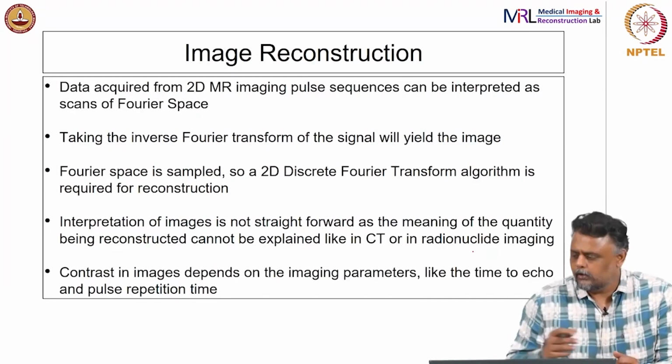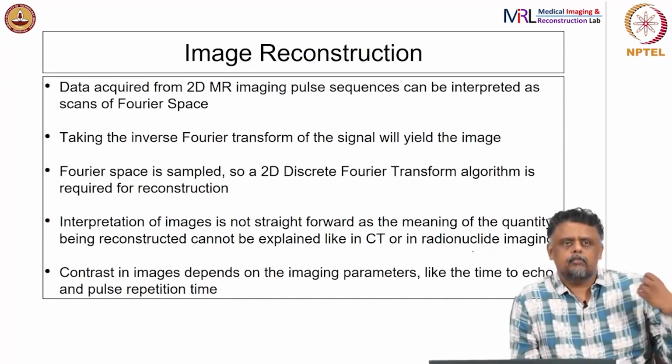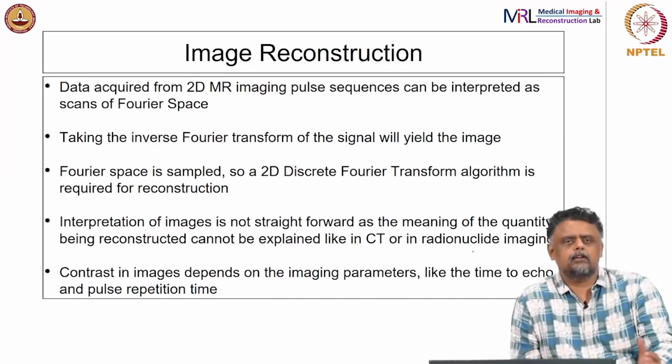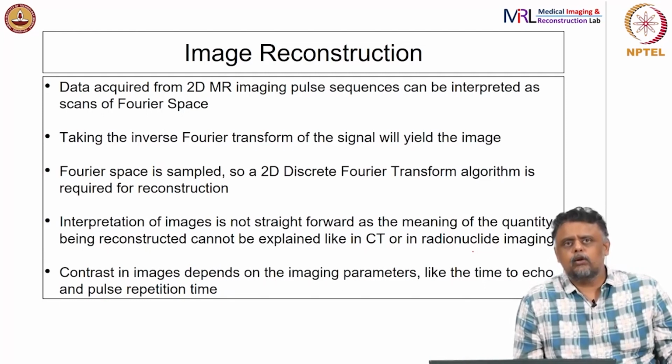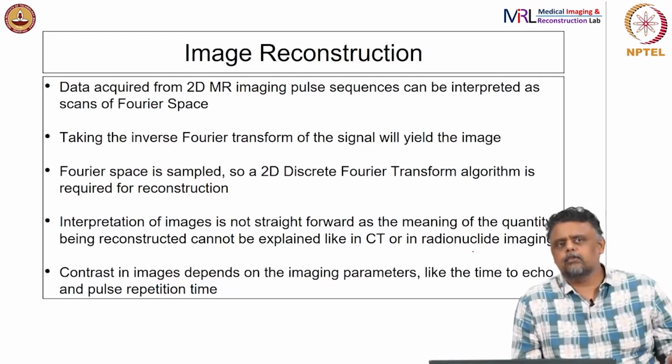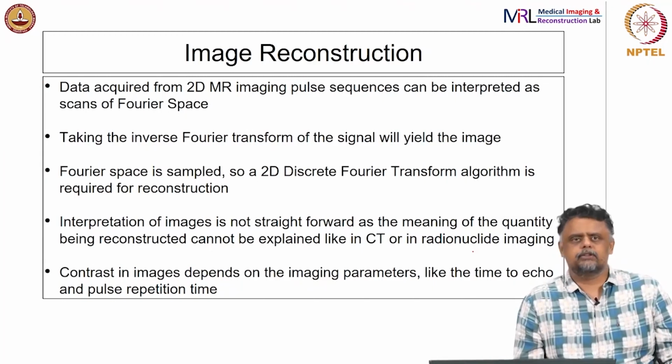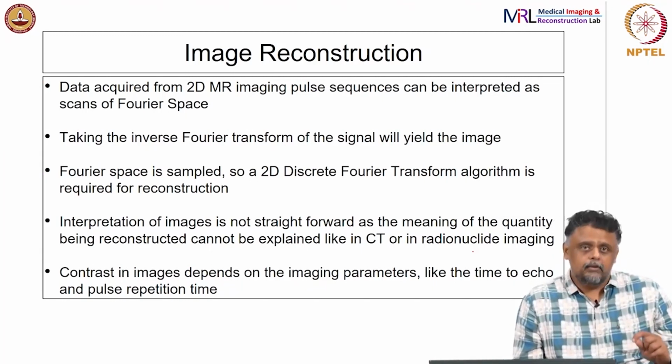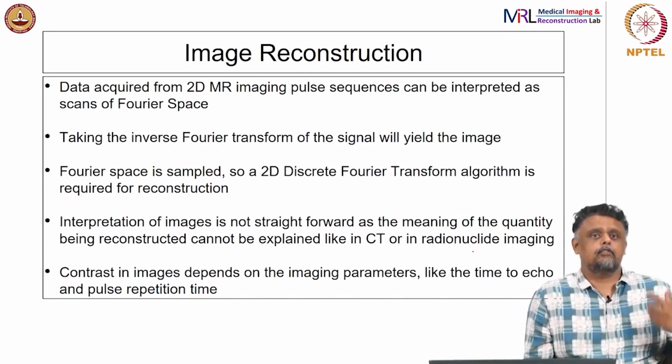Okay. So, what do you do with the images, right. So, data acquired from 2D MR imaging, what we have seen are called 2D MR imaging pulses. And we saw that when you write down the signal model, it can be interpreted as a scan of Fourier space. Okay. So, taking the inverse Fourier transform will yield the image, but it is not a simple inverse Fourier transform, you have to do a discrete inverse Fourier transform, right.